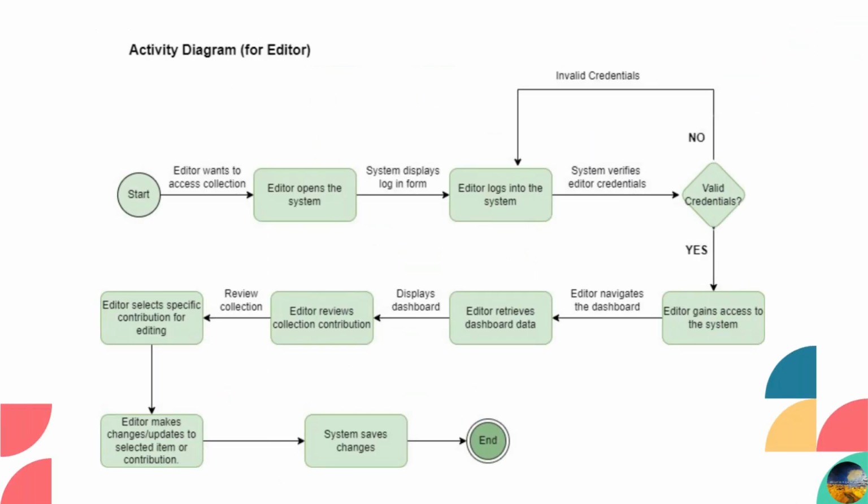And lastly, the activity diagram for the editor. The editor starts by logging into the system and upon authentication gains access to the editor dashboard. From there, they review contributions, select an item or any contribution for editing, make necessary changes, and then save those changes for updates.